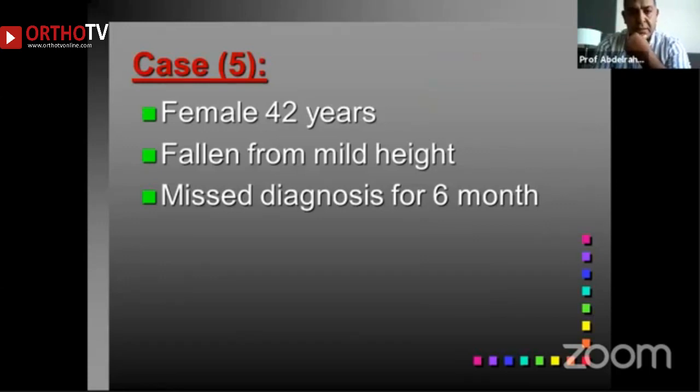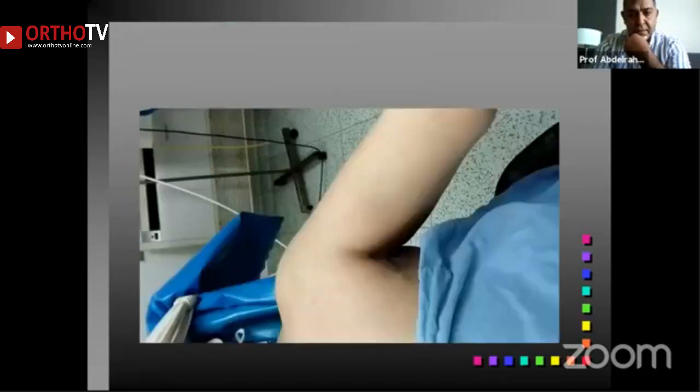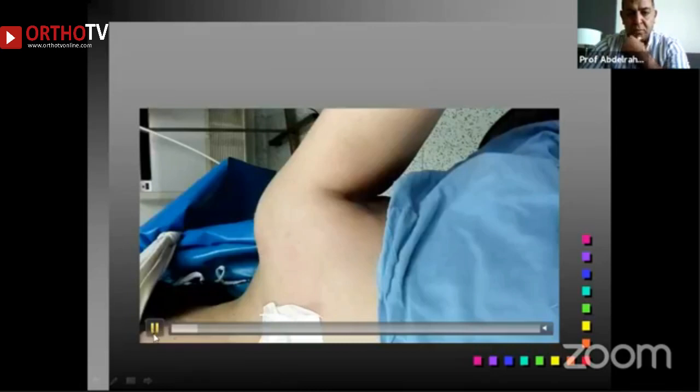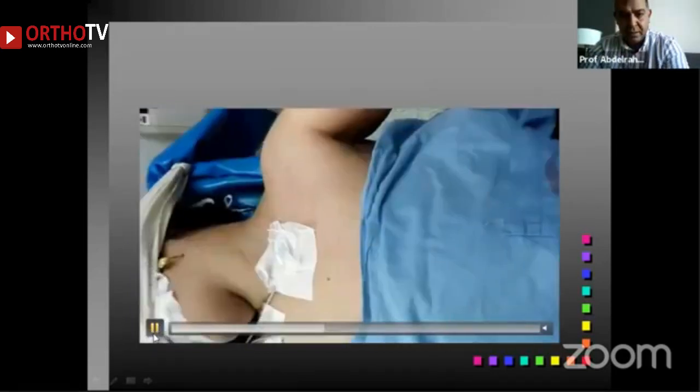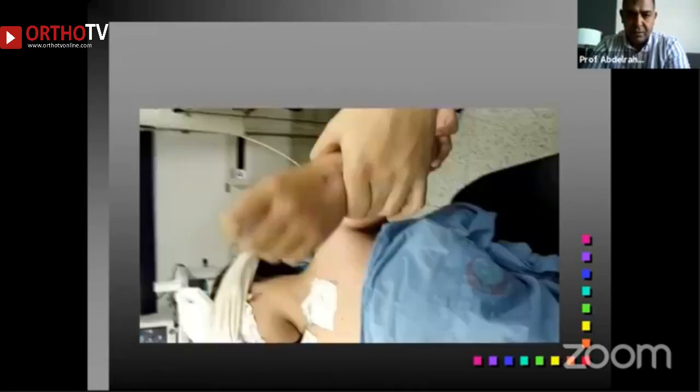Another case was female, 42 years, falling from mild height and misdiagnosis for 6 months, also posterior dislocation. In the surgery, in most of these cases of posterior dislocation, you can't do any range of external rotation. The external rotation is very limited. So you can do internal rotation, but no external rotation.